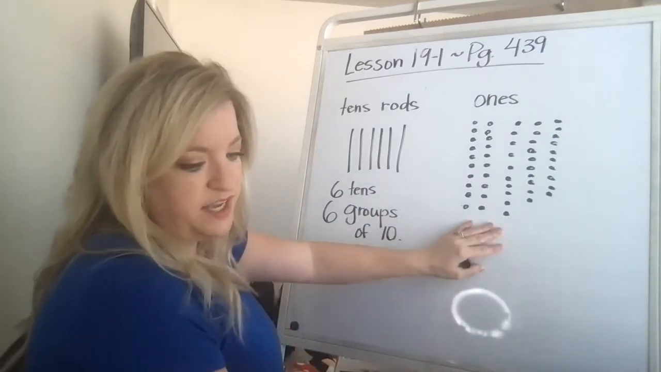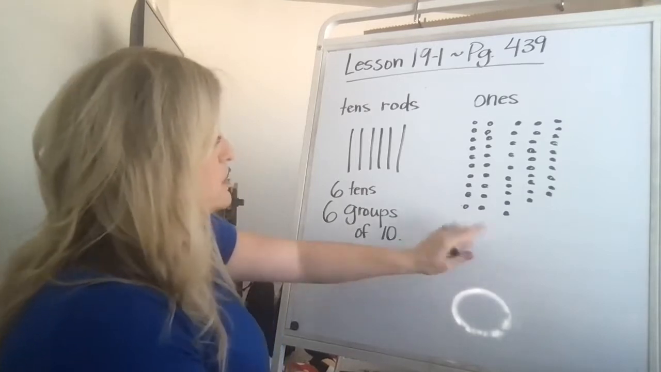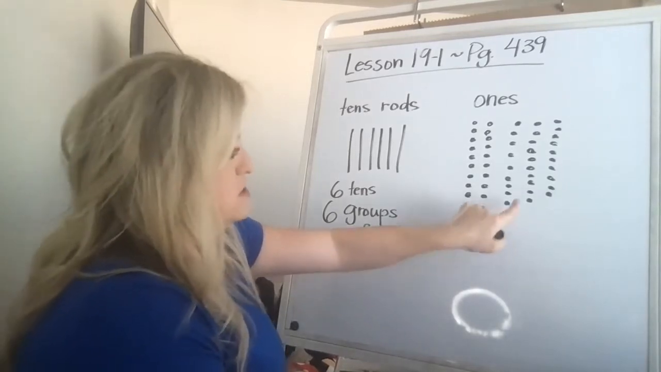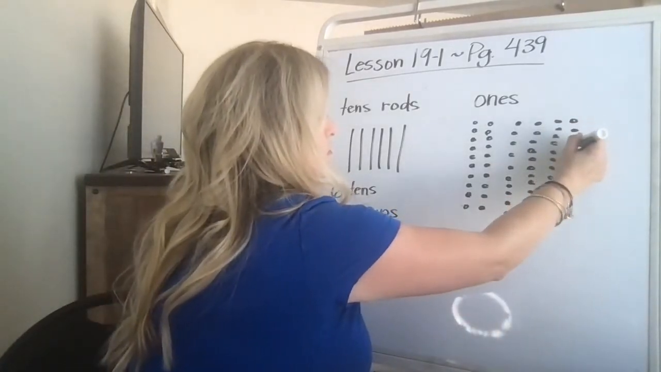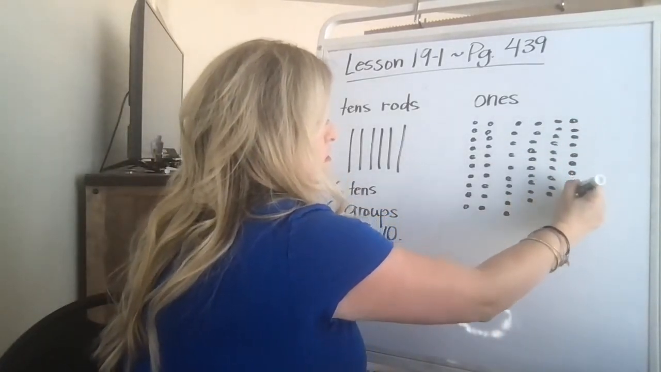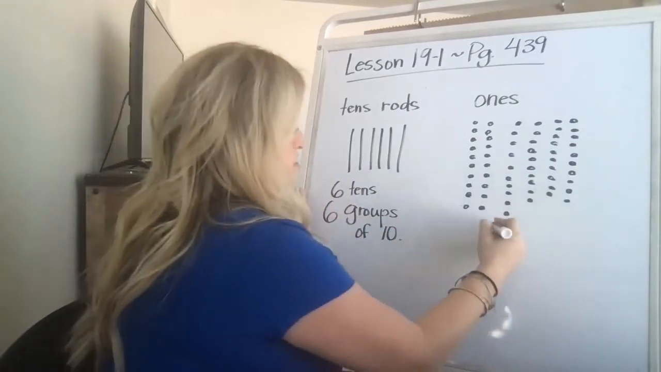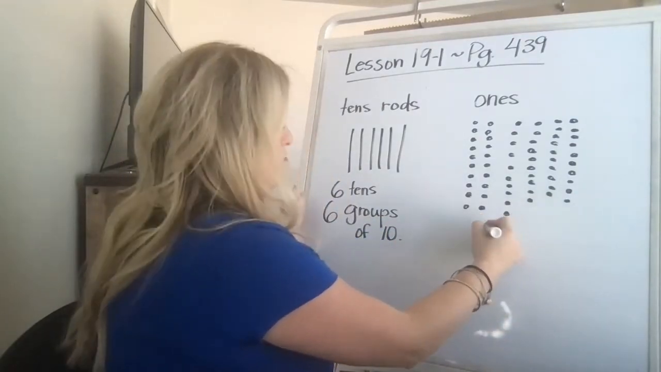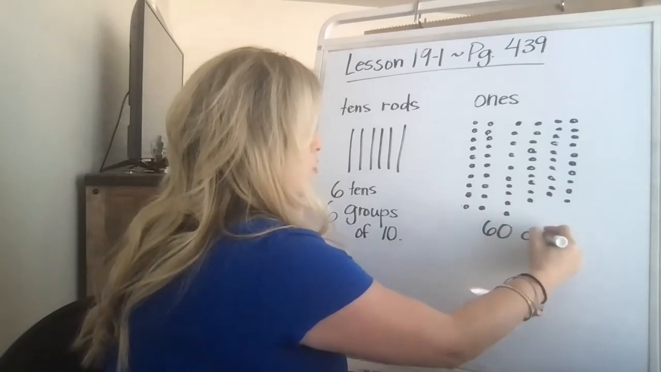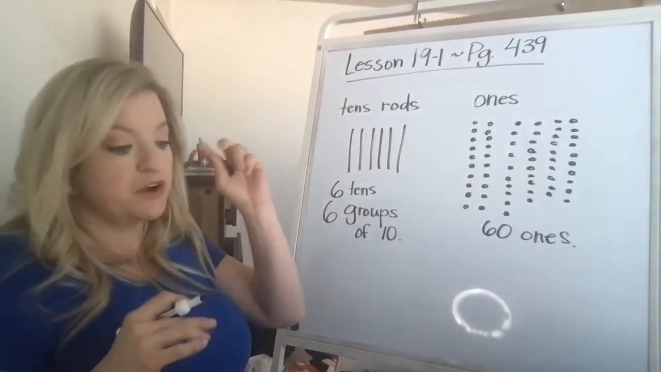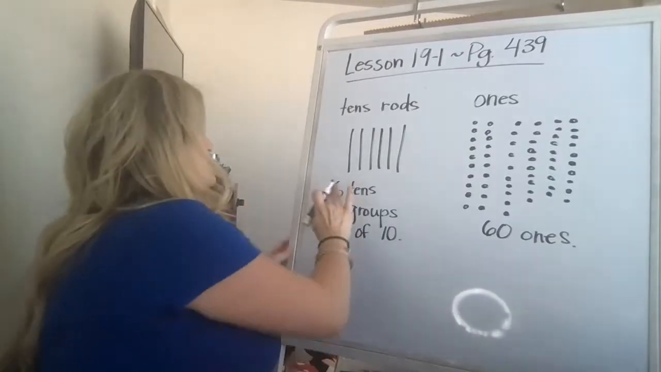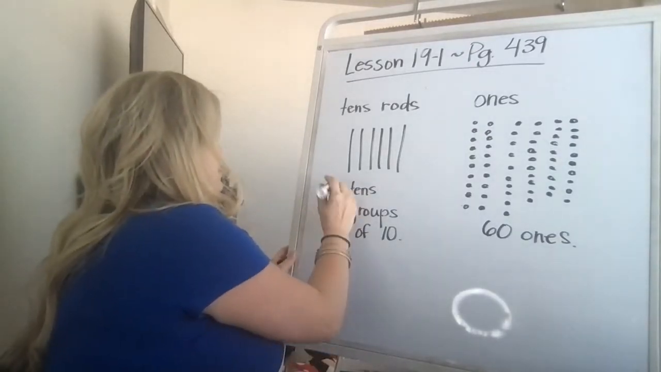And then it says 6 10s is the same as how many ones? 10, 20, 30, 40, 50, 60. So 6 tens is the same as 60 ones. All right. Number 3, it says 7 tens.